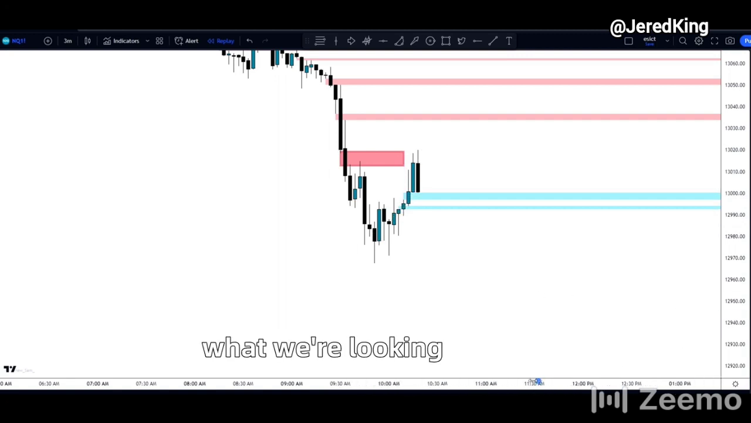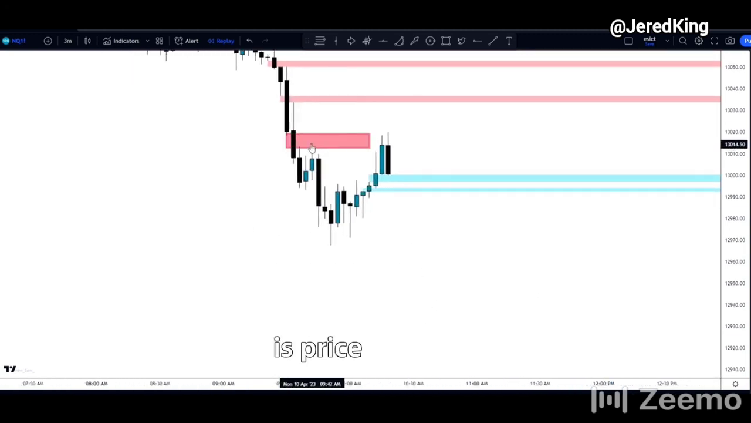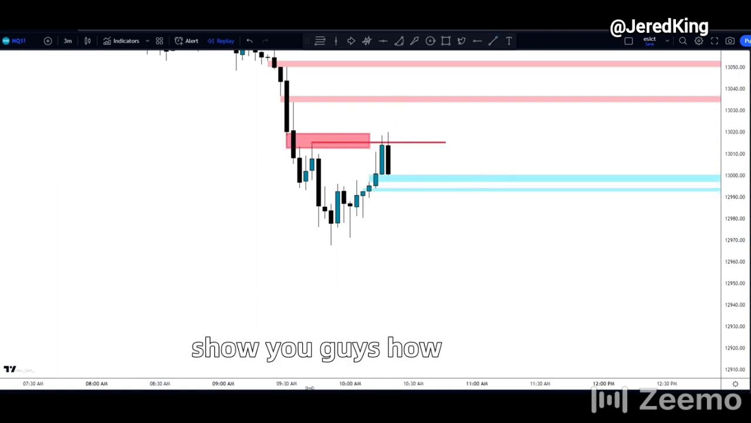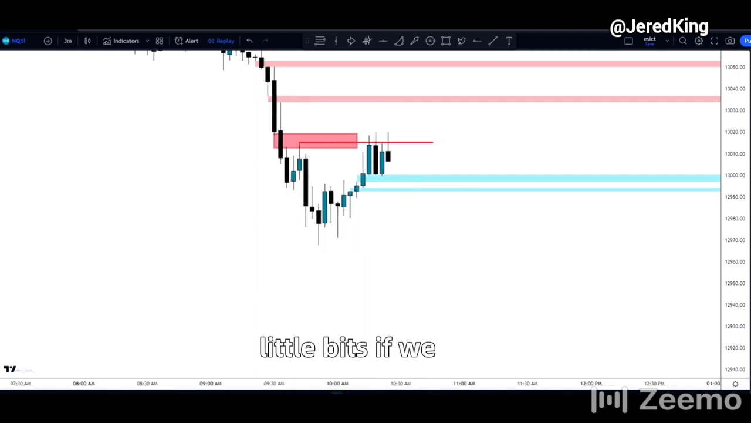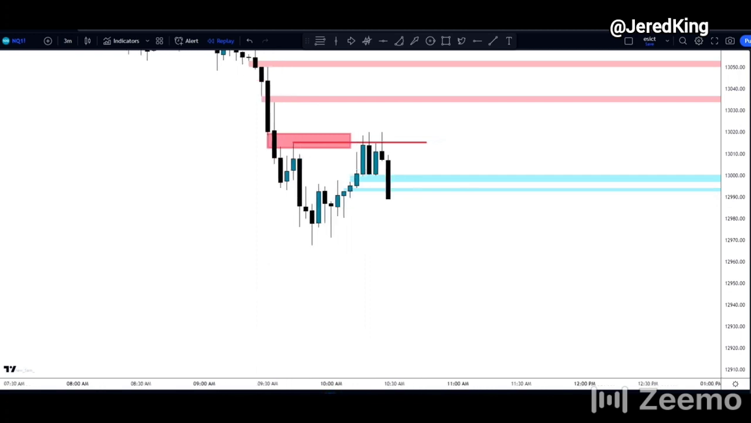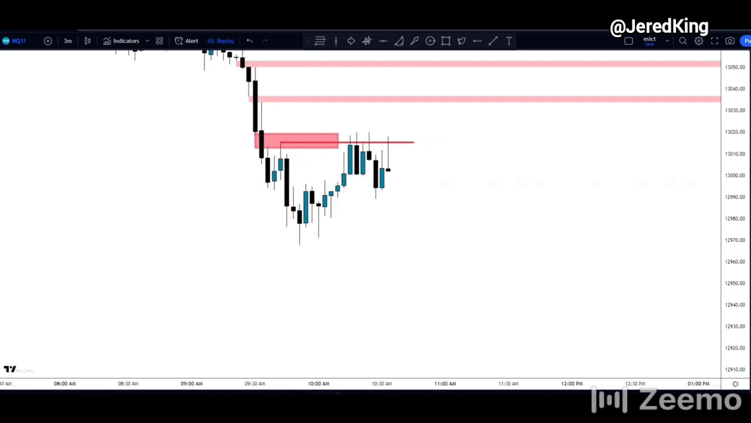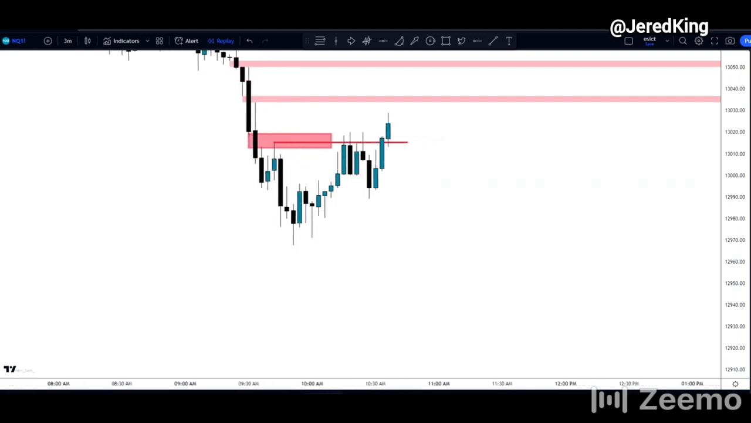So what we're looking for now is price to break and close above this intermediate term high, which is right here. So for me to go long, I need to see a close above that, and then I can drop down and show you guys how I do the strategy. So let's go forward a little bit. Let's see if we get a close above it. And then that's the first close above it.